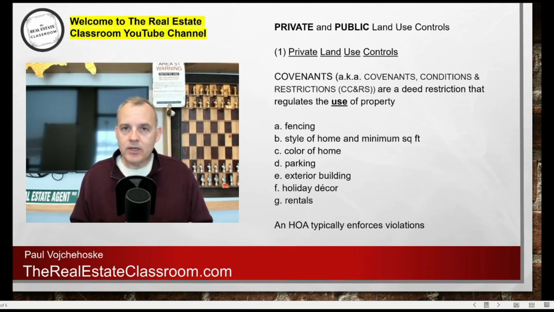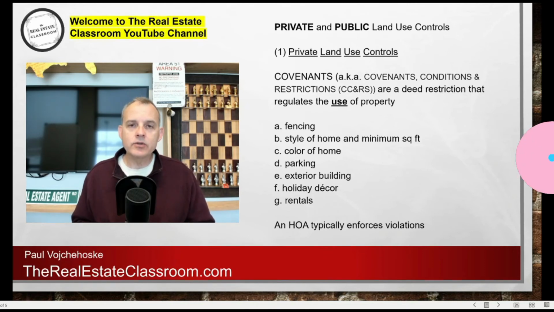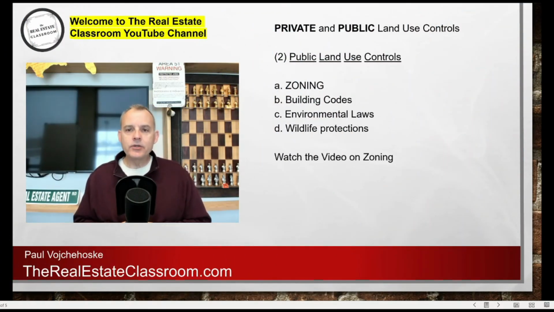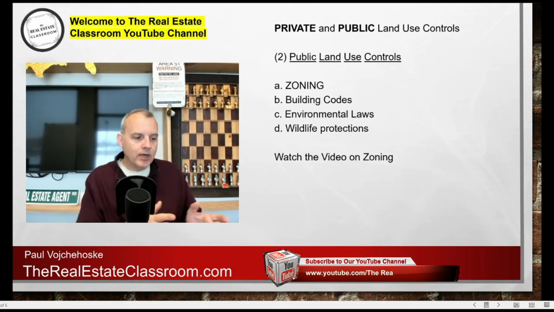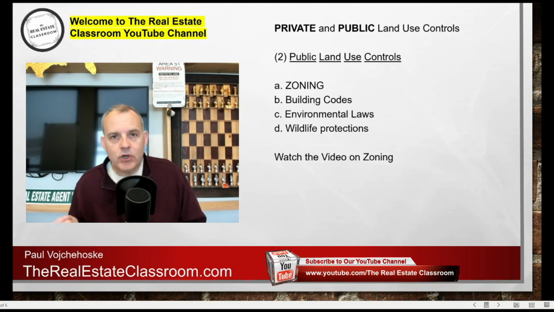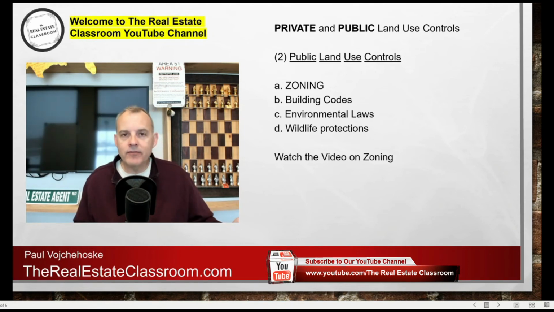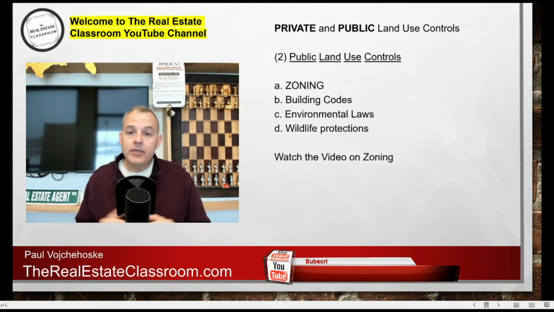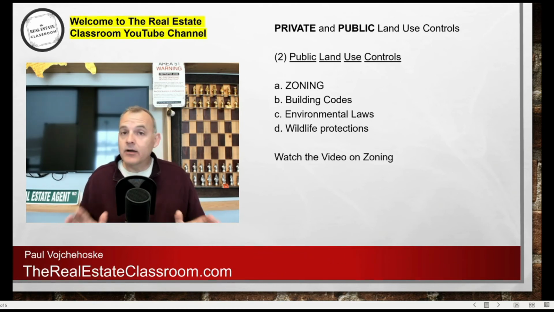The next one I want to talk about is public land use controls. With public land use controls, this is where government agencies, your city, your county, maybe the state, or even the federal government, are imposing restrictions on the property that you own. Most common ones are things like zoning laws. So if your property is zoned residential, you can't have a garage there unless you go through the proper variance process. Building codes is another one. Environmental laws. And then the last one is wildlife protection.